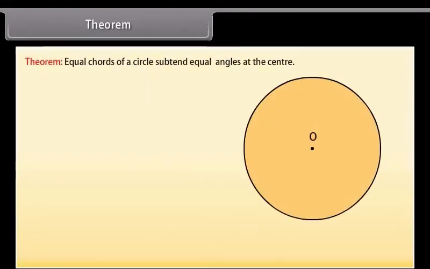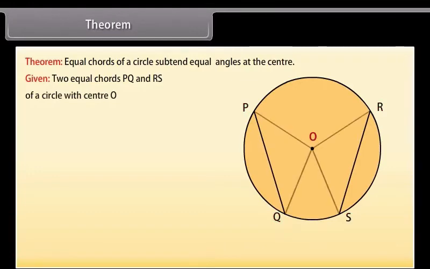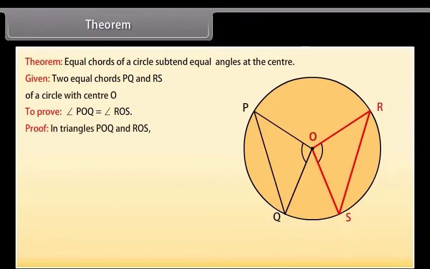Theorem. Let us prove this theorem. Given two equal chords PQ and RS of a circle with center O. To prove, angle POQ is equal to angle ROS. Proof. In triangles POQ and ROS, OP is equal to OR because these are the radii of a circle. OQ is equal to OS.